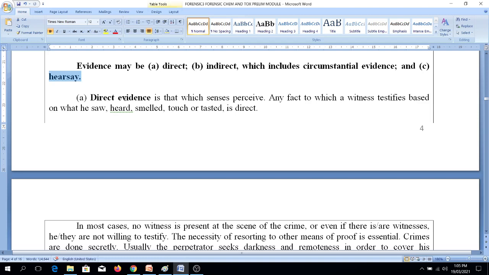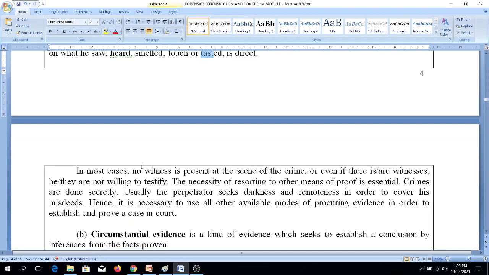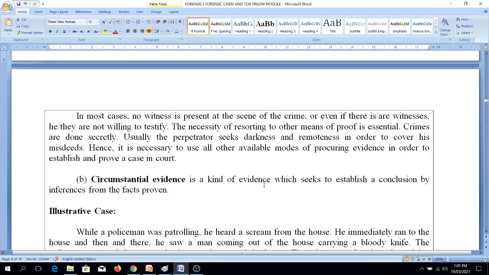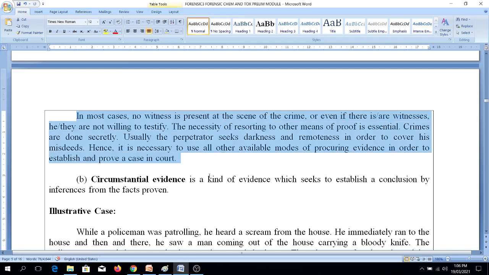When you say direct, it means it can be perceived by our senses. It can be sensed by our eyes, it can be heard, it can be smelled, it can be touched, and it can even be tasted if you like. In most cases, no witness is present at the scene of the crime, or even if there are witnesses, they are not willing to testify. So the necessity of resorting to other means of proof is superbly essential.